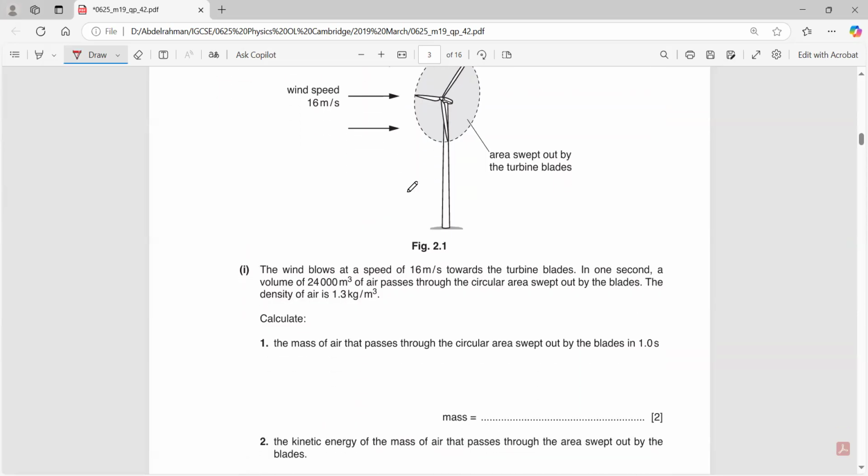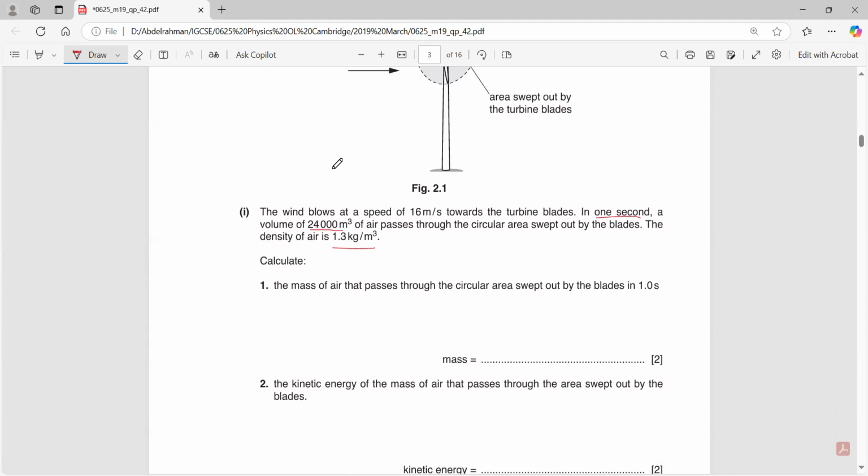You have a wind turbine, the speed of the wind is 16 meters per second. In 1 second, a volume of 24,000 meters cubed of air passes. The density of the air is 1.3 kilograms per meter cubed. Can I find the mass of the air passing each second? Density equals mass over volume, therefore mass equals density times volume, which is 1.3 times 24,000, which is 31,200 kilograms.